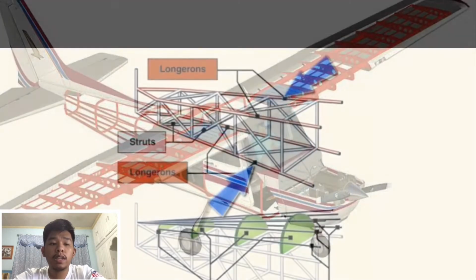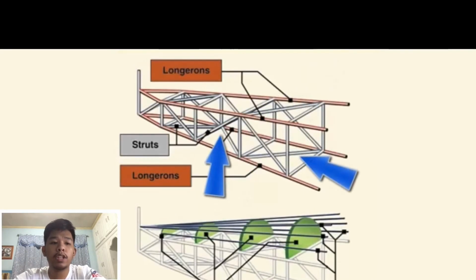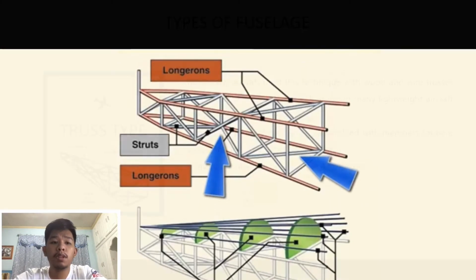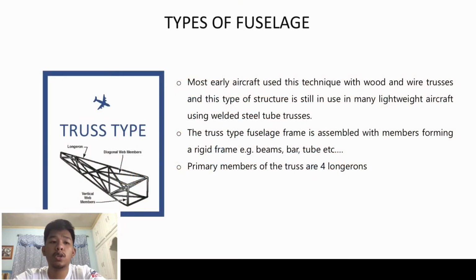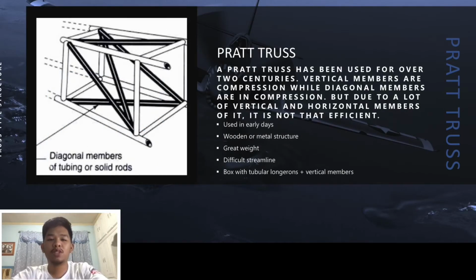As you can see here, the truss type has three main members: the longerons, the diagonal web members, and the vertical web members. The primary members of the truss are four longerons, which connect the vertical and diagonal web members and contribute to the structural integrity of the truss type construction. Now let's talk about the two types of truss type structures, which are the Pratt truss and the Warren truss.